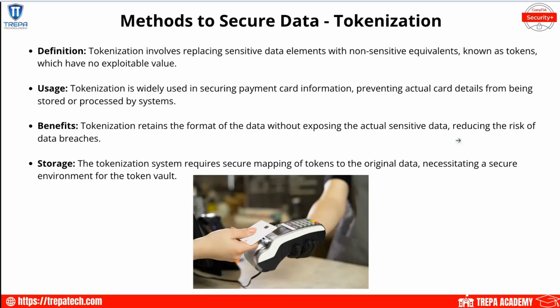So if there's a data breach of that tokenization database, it won't do anything, right? Because a token can be unique through every transaction, so that protects the original data, the credit card information.